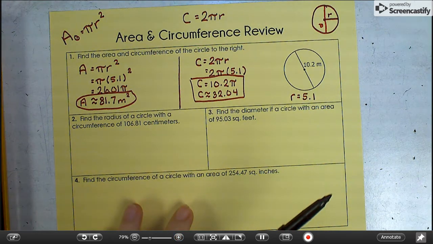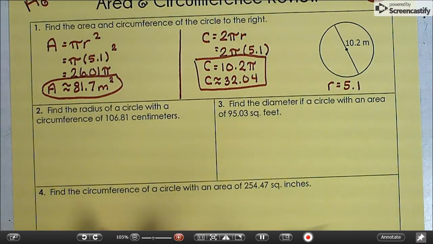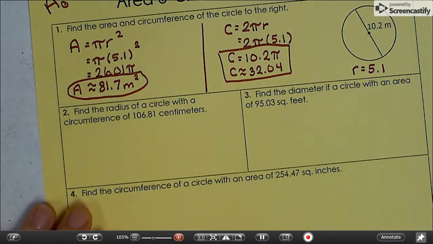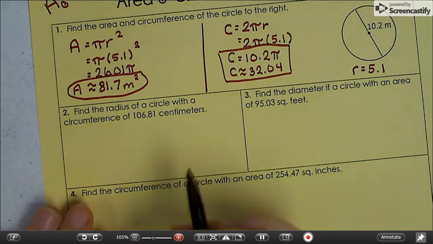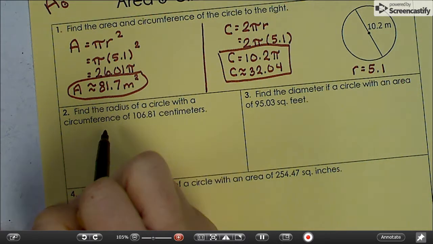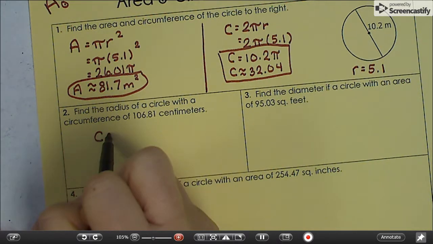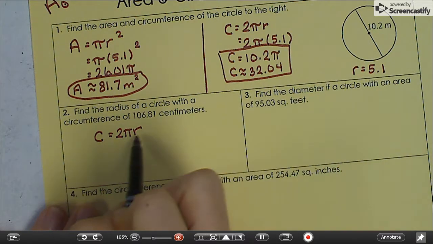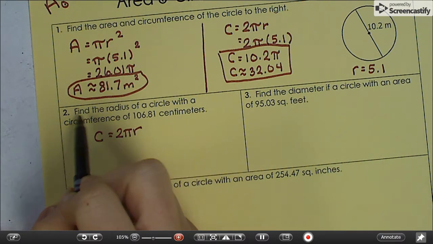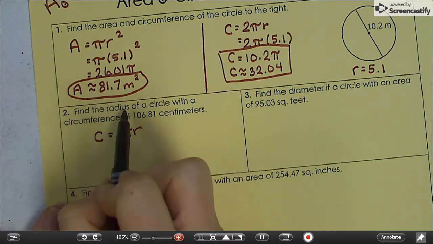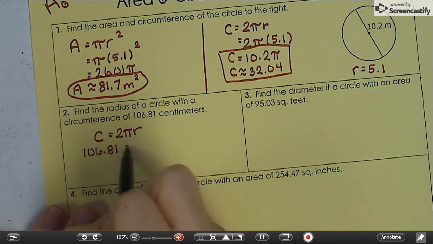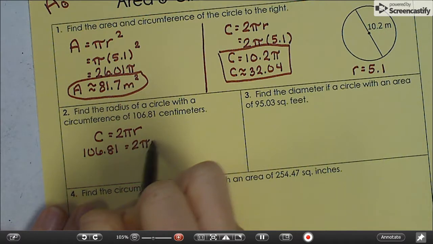All right, so now we're going to go a little bit deeper, and we're going to be manipulating the equations a little bit more. This one says find the radius of a circle with a circumference of 106.81 centimeters. Well, we know the circumference, so we're going to be using the circumference formula. But instead of substituting for the radius, that's what we're looking for. Find the radius. So we're actually going to substitute over here for the circumference. And then we're going to solve for the radius.